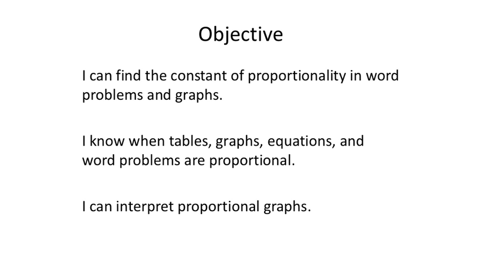So full circle, this brings us back to the objective. We saw examples where you had to find the constant of proportionality in the word problems, like we did in the bell work, and also in graphs. And now hopefully we can do it in tables. We didn't see equations, and that's okay. You could pretty much cross that out if you wanted to, but we'll see equations later. But we also need to know when tables, graphs, and word problems are proportional. And then also when they've given us a proportional graph, we should be able to interpret the ordered pairs on that graph.